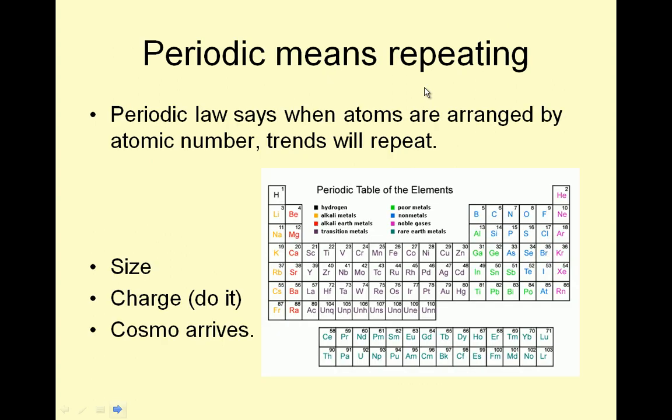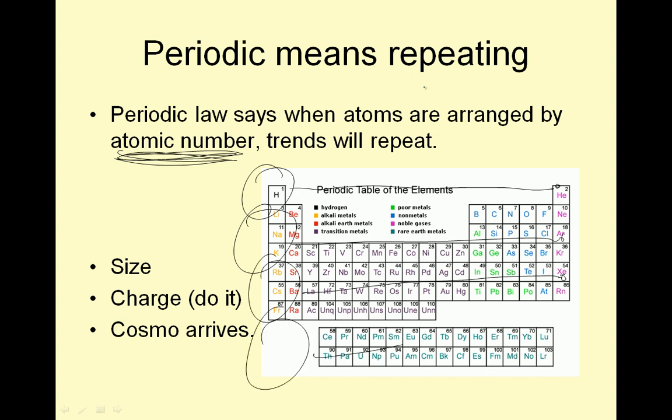So you're going to see repeating trends on the periodic table. Periodic law says when atoms are arranged by atomic number, it's got to be atomic number, trends will repeat. So, size. The periodic trend for size is this column is big, and then they get smaller, smaller, smaller, tiny, and then big again, smaller, smaller, tiny, and then big, smaller, smaller, you get the idea.